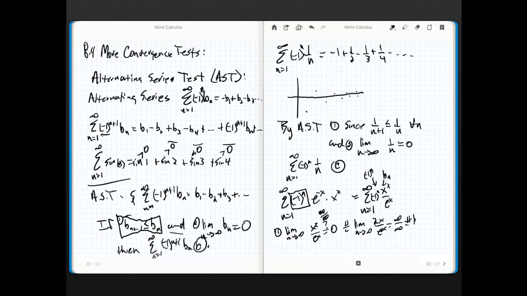So by L'Hopital's, I have the limit as n approaches infinity of 2 over e to the x, sweet, equals 0.